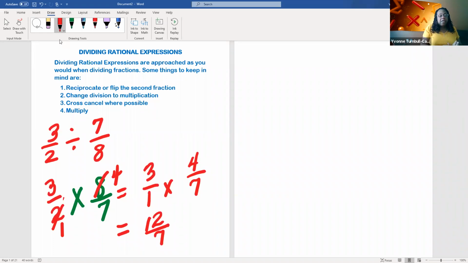But that's just an overview of how you would actually do the same approach when it comes to rational expressions. So let us go ahead and jump in and see how this works on our worksheet, shall we? All right, let's start with a simple one where we're looking at a monomial, a one-term polynomial. Okay, let's see a simple example we have.